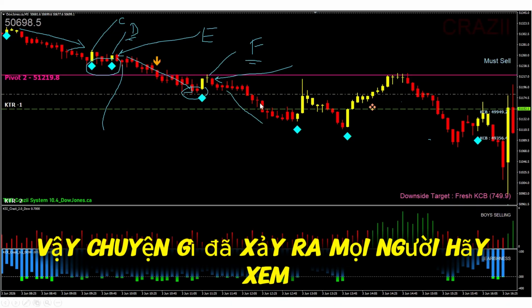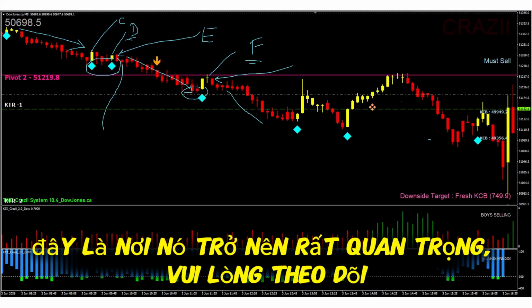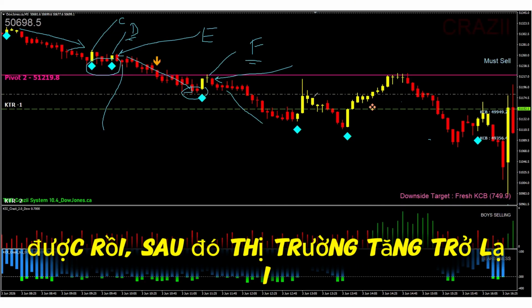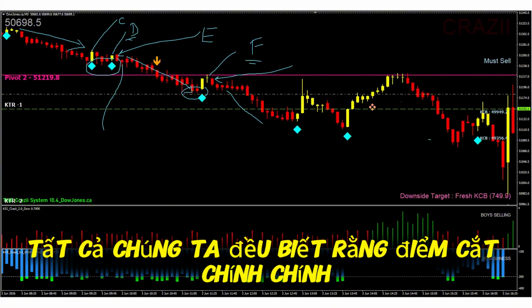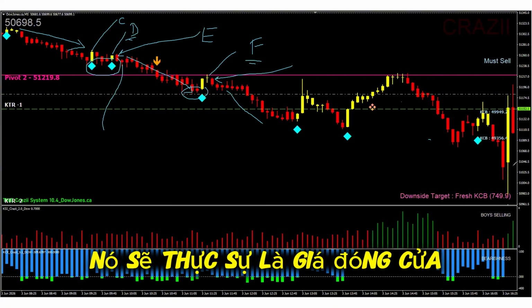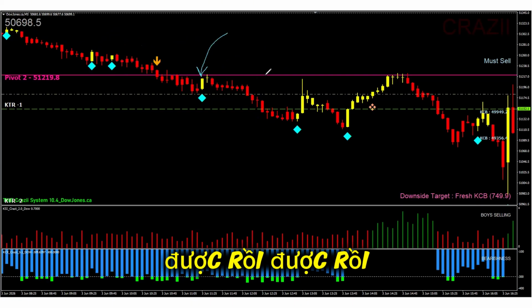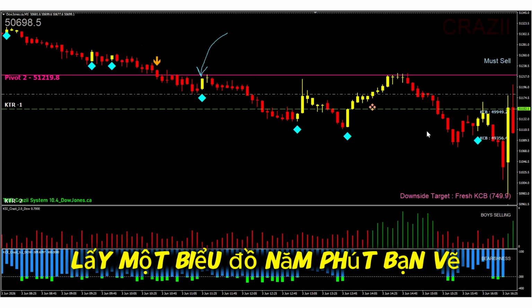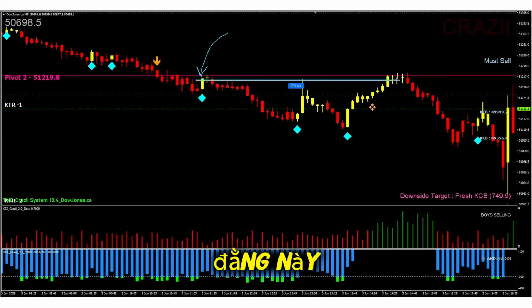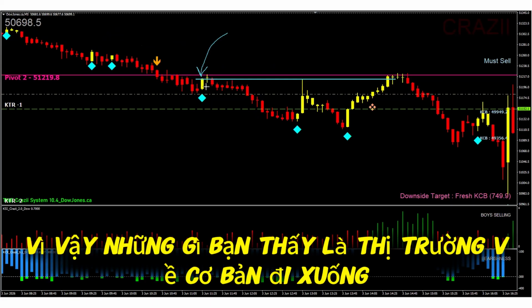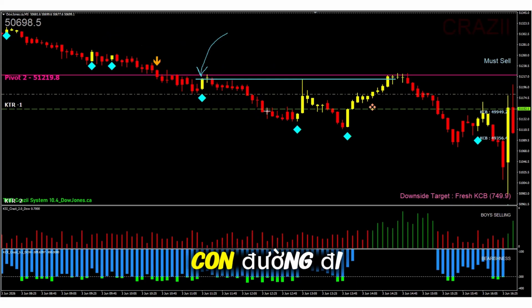So what happened? Everybody take a look. This is where it gets very important. Please stay tuned. After that, the market rebounded. Now we all know that the main cutoff point will actually be the closing price of the yellow candle that is here. So what you need to do is very simple. Take a 5-minute chart and draw the line over here. What you see is that the market basically came all the way down to the KTR -1.